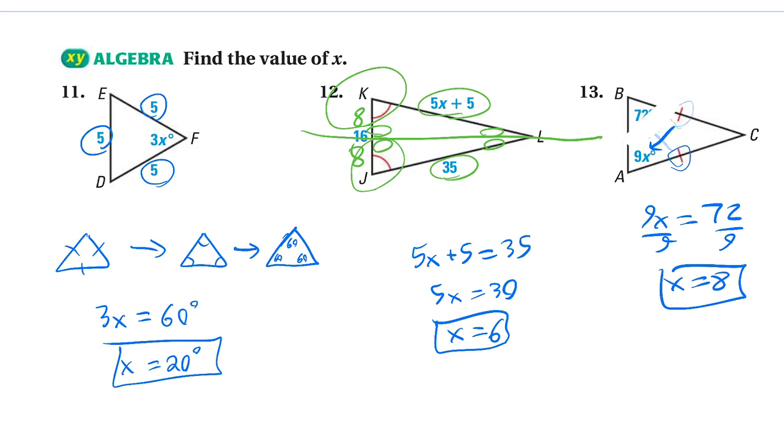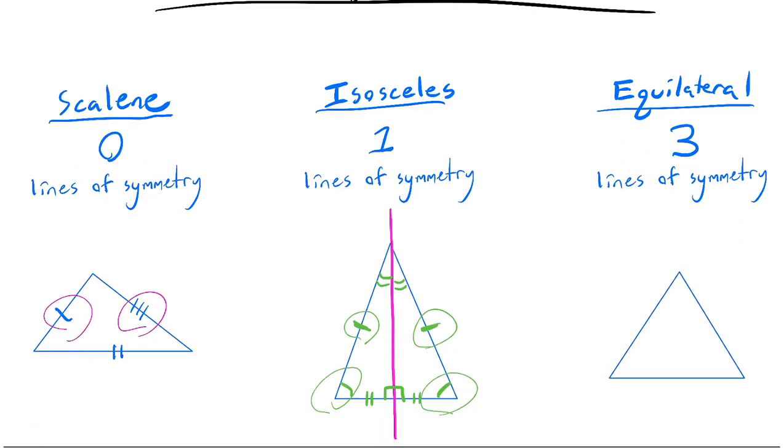Same thing on the next problem. You go, oh, look, I encountered enough information to know it's isosceles, so ka-chow! I know everything from this side is the same as that side. Right? That's a cool way to look at it.